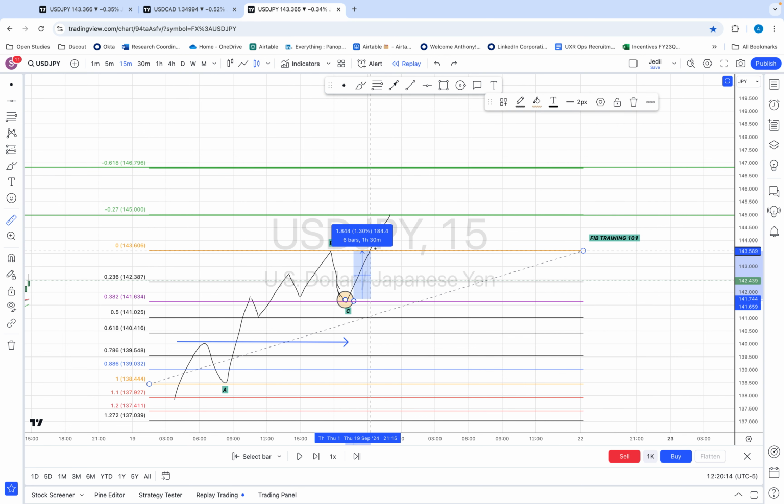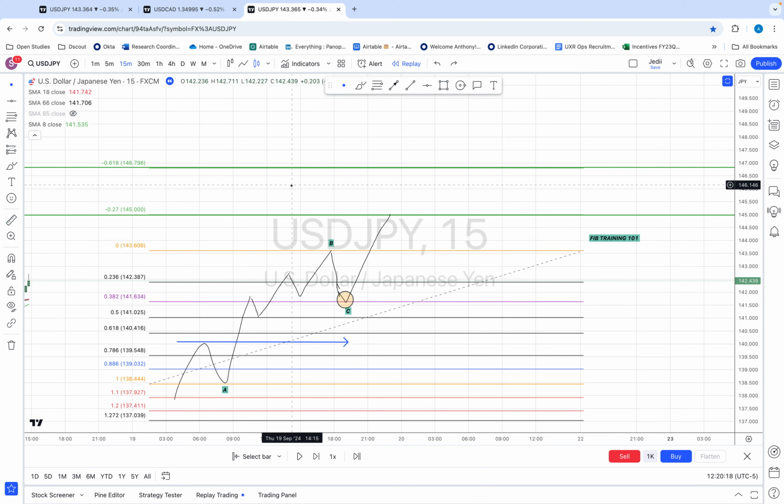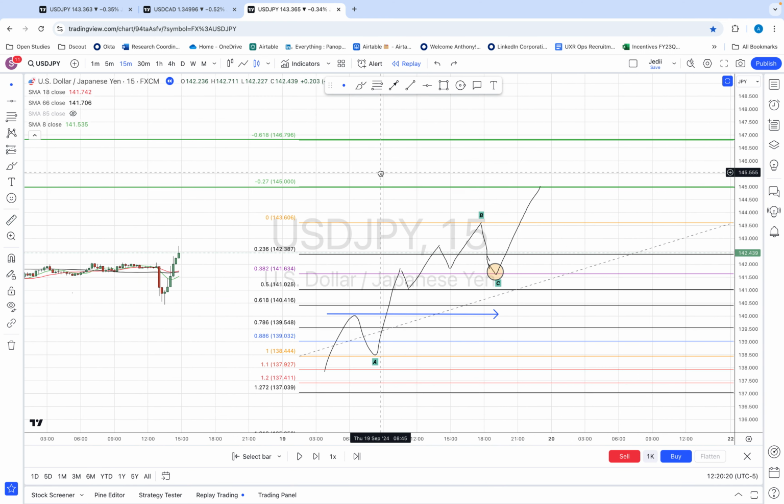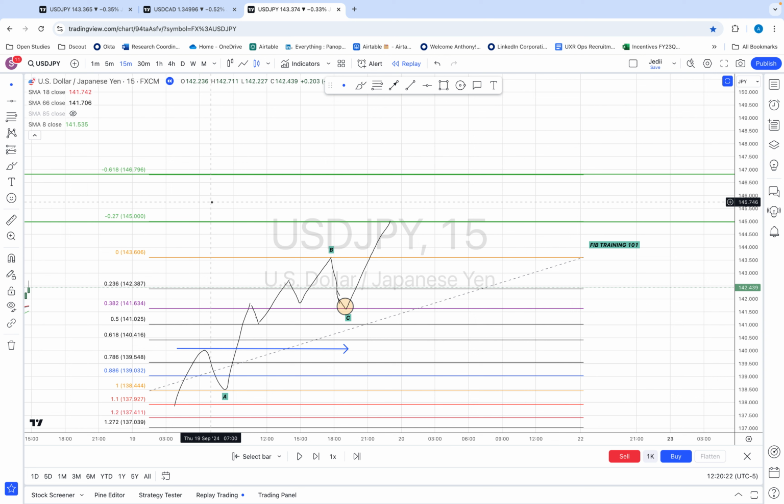Yeah, maybe about 300 pips, but that's just a small example, not the example for this Fib. But yeah, I'm going to hold it till the -27. That's my ideal situation. So I'm not super concerned with the 61.8.